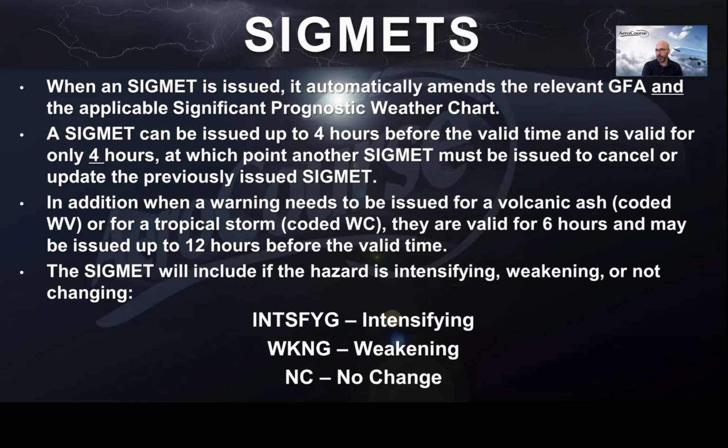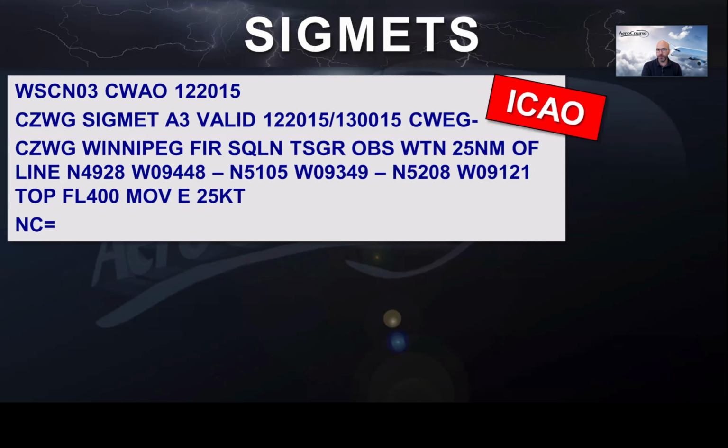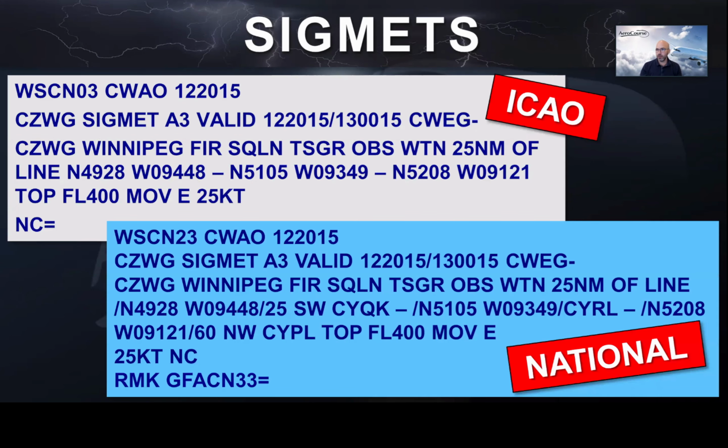So what's the difference between the international and the ICAO? So these are two identical SIGMETs. One's in ICAO formatting, one's in national format. And they're both talking about a squall line. So if you read them both, you can actually see that the description of what the weather is identical. So we got Winnipeg Flight Information Region, squall line, thunderstorms and hail observed within 25 miles of a line from here to here to here, topping at 400, moving eastward at 25 knots.